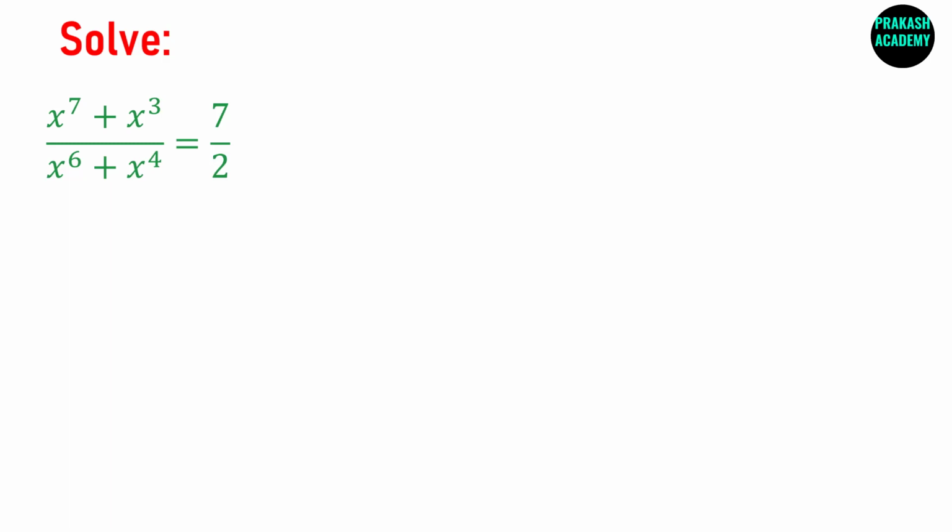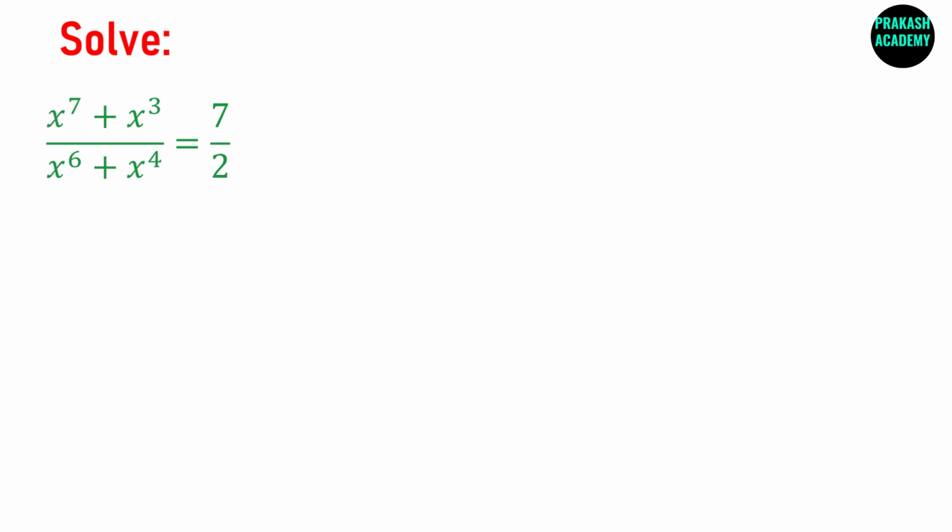In this problem, you have been given an equation and you have to solve for x. The equation is (x^7 + x^3) divided by (x^6 + x^4), and this is equal to 7 by 2. Now see, there are a lot of powers of x: 7, 3, 6, 4. How will you solve this problem?